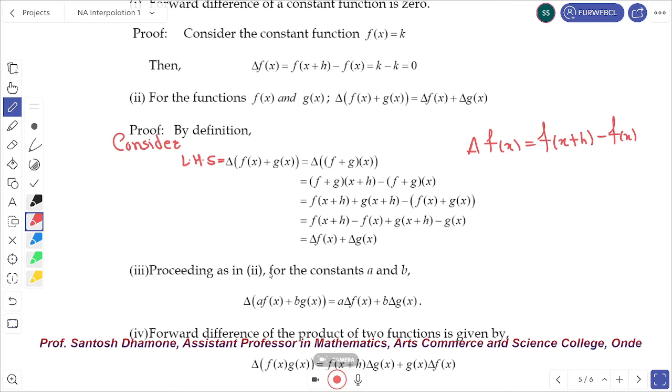Proceeding as in the second, for constants a and b, Δ[a f(x) + b g(x)] is the same as a Δf(x) + b Δg(x).